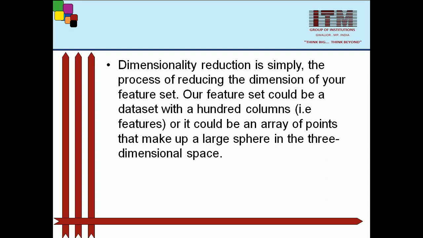So what is a feature set? Feature set can be anything. Feature set can be a data set with 100 columns, and these columns can be any type of attributes or features of a car, for example, if we are taking a car data set, then it may be features or attributes of different cars. Or it can be an array of points that make up a large sphere in 3-dimensional space. In a 3D space, we will refer to a circular object as a sphere. So it can be an array of points in a 3D space if we are representing a large sphere. So this is what the feature set may consist of.